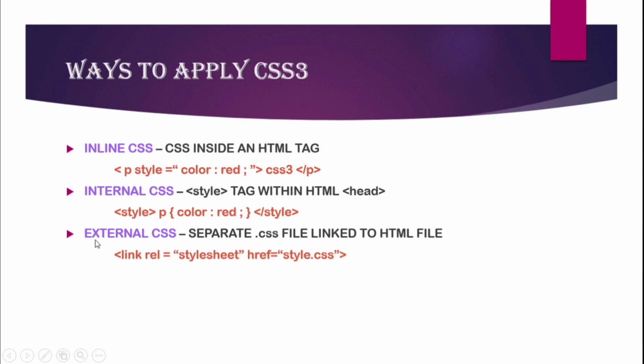Then we have the external CSS. When you create a separate .css file, I'll link that file to the HTML file. How do you link it? Using the link tag, and you'll add rel, here we have stylesheet. Then we have the href, which is style.css. So .css file is nothing but the main CSS file. Every CSS file should have .css as an extension. By using this link tag, we will add the CSS file to our HTML page. That is nothing but the external CSS. These are the three ways that you can add the CSS to the HTML: inline CSS, internal CSS, and external CSS.